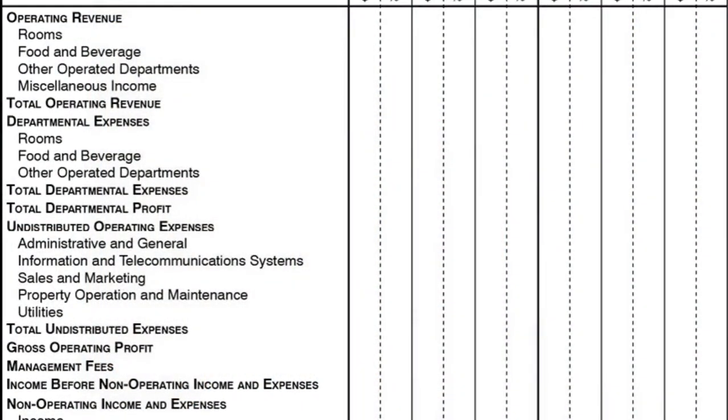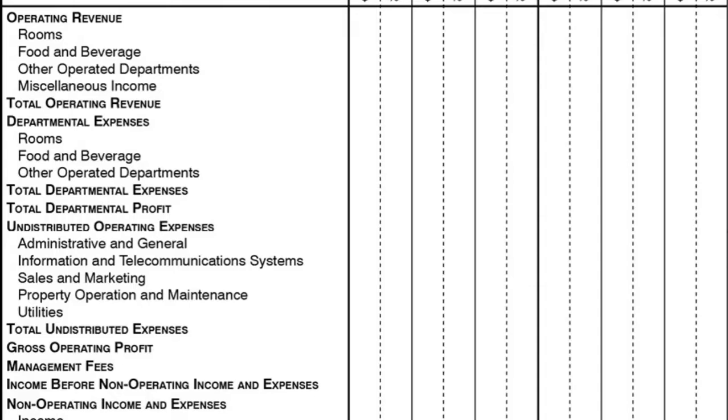So one is the main page P&L, which consists of statistics and the revenue. Now we can look at it again. Revenue is divided into four categories, which we have discussed earlier: rooms, front office, other operating departments, and miscellaneous income.